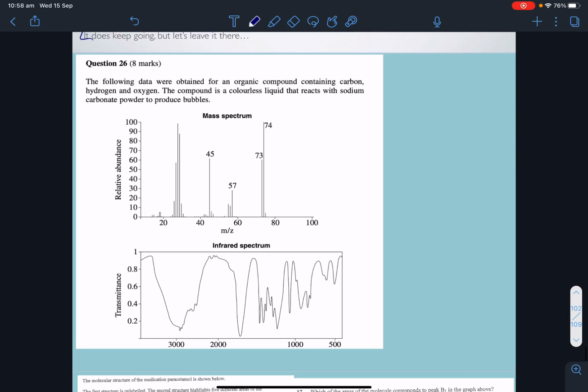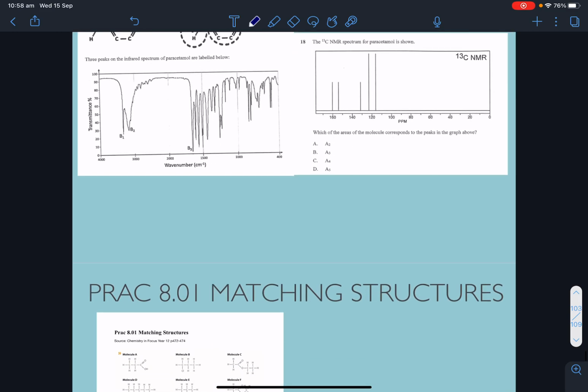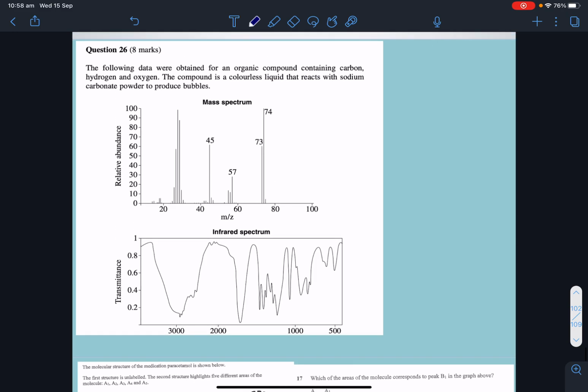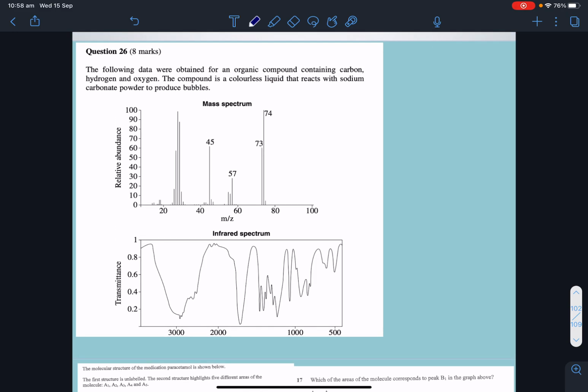So here I'm just moving on and looking at examples where we combine more than one information or analysis technique. So you can see this question. I don't know what year it's from. I should have written that down. But what they've got is a mass spectrum and an IR spectrum. And I'm guessing that they're going to ask me what the molecule is.